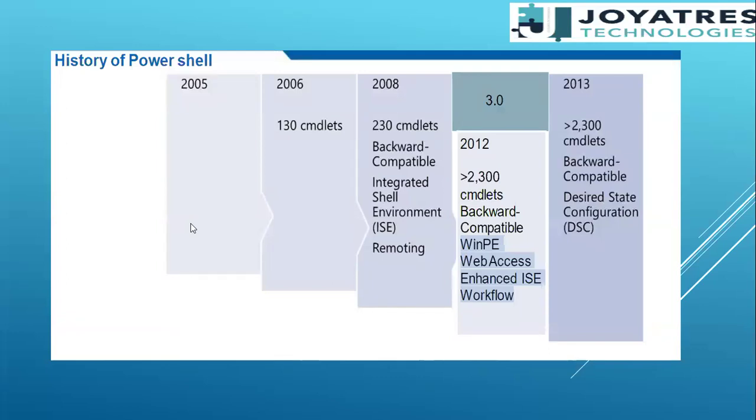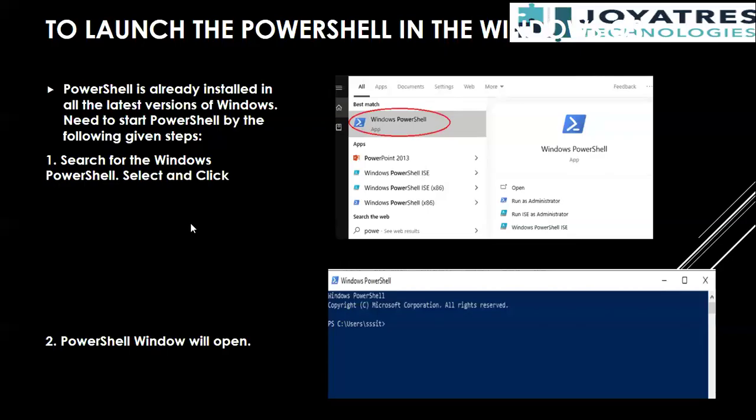This is the history of PowerShell, which tells how many commands there were previously and how the number increased over time. We had 130 commands, then it increased to 230, and now it has increased to more than 2300 commands. As the years passed, the commands kept increasing. PowerShell is already installed in all the latest versions of Windows. You need to start PowerShell by the following steps. These are the particular steps to open PowerShell.